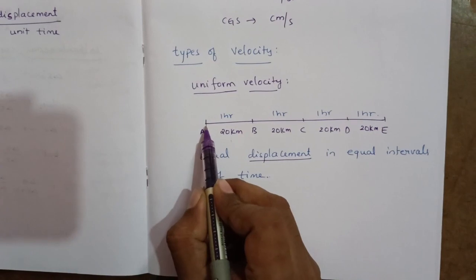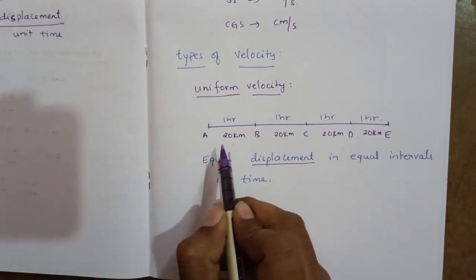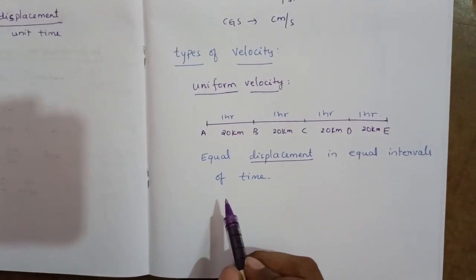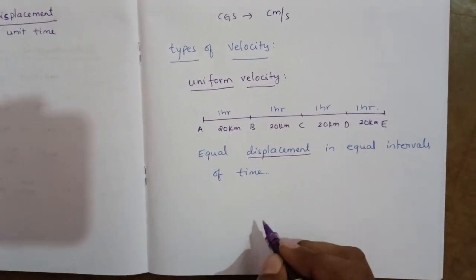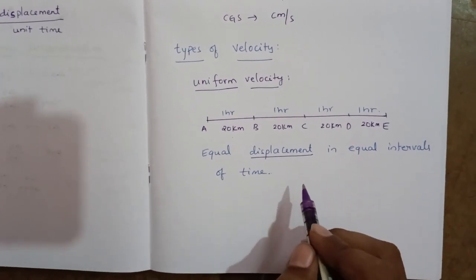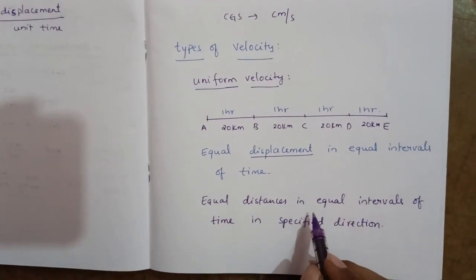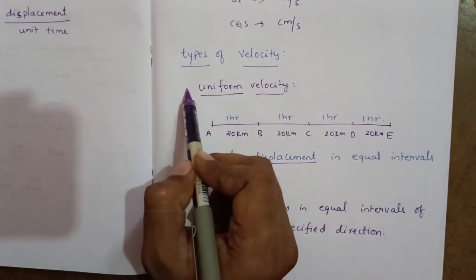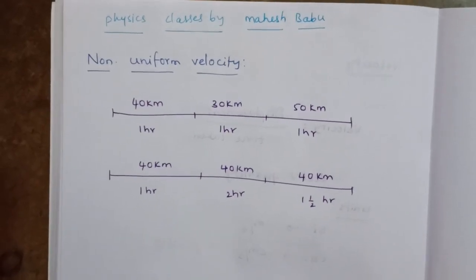Now here, when a body is traveling in a straight line path, distance and displacement are both the same. So instead of saying displacement, can we say distance in a specified direction? So we can write equal distances in equal intervals of time in a specified direction. If the body travels equal distances in equal intervals of time in a specified direction, then the body is said to be moving with uniform velocity.